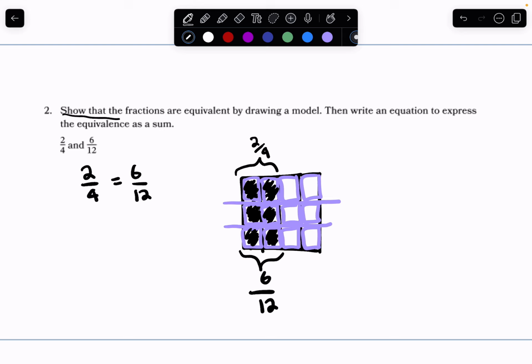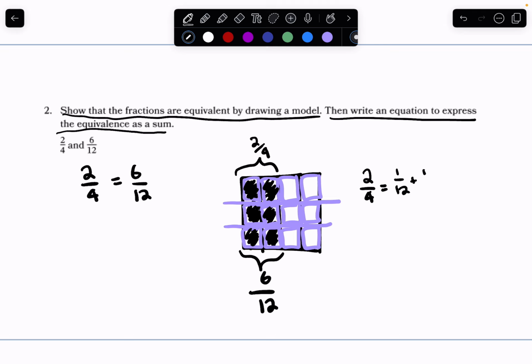So far, we have shown that the fractions are equivalent by drawing a model. Next, we need to write an equation to express the equivalence as a sum. So we need to write that 2/4 equals 1/12 plus 1/12 plus 1/12 plus 1/12 plus 1/12 plus 1/12.